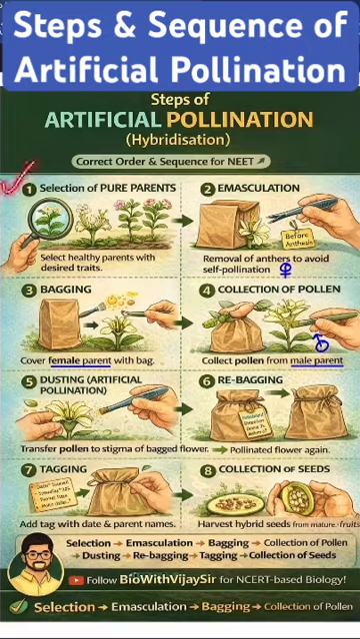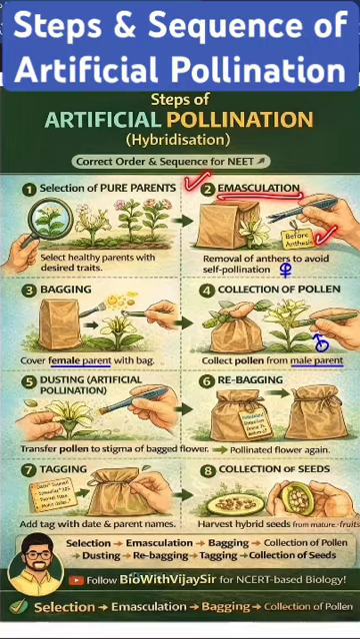The first step is always the selection of pure parents. Pure parents are always obtained by selfing for a number of generations. Once the pure parents are obtained, we are ready for the next step called emasculation. Emasculation is nothing but the removal of stamens before anthesis, under bud condition.